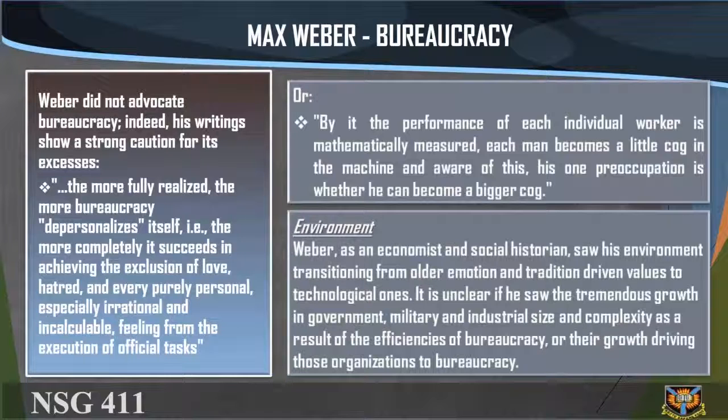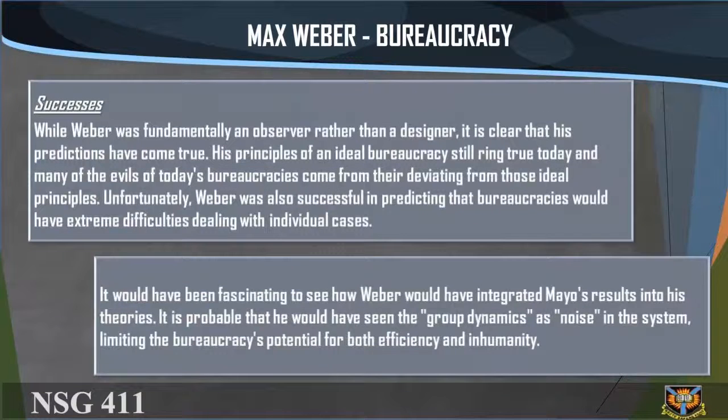Environment. Weber, as an economist and social historian, saw his environment transitioning from older emotion and tradition-driven values to technological ones. It is unclear if he saw the tremendous growth in government, military, and industry size and complexity as a result of the efficiencies of bureaucracy, or their growth driving those organizations to bureaucracy.